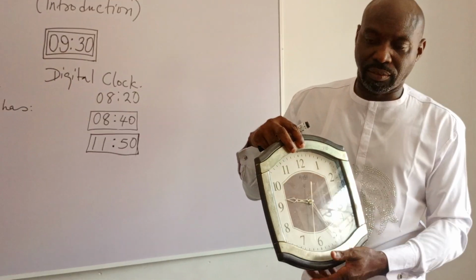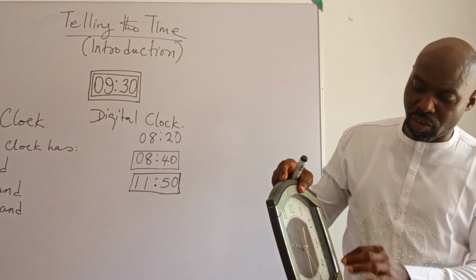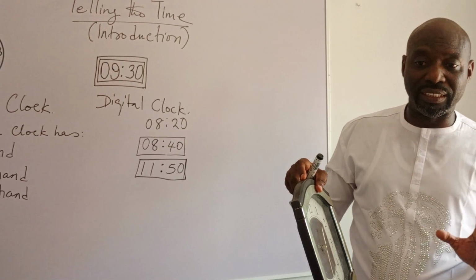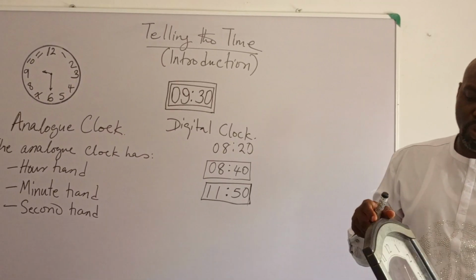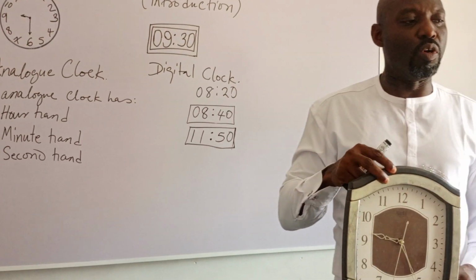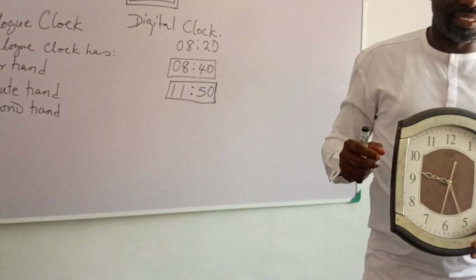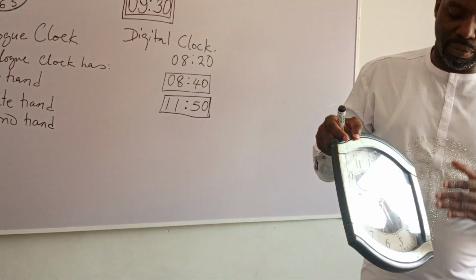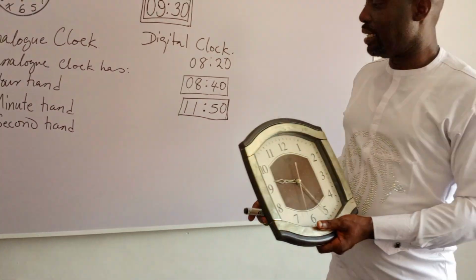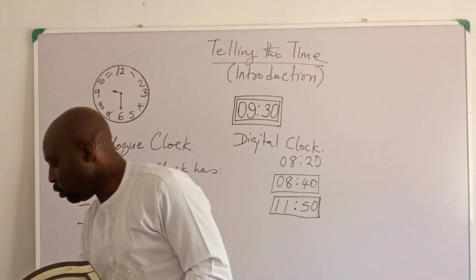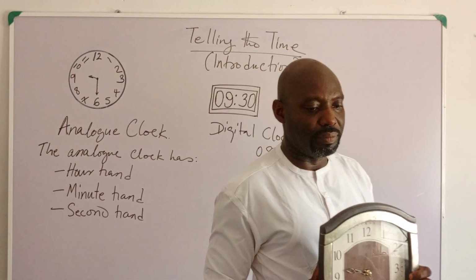Do you understand? Yes. So seconds remains the smallest unit of what? Time. So it's good when we are telling the time, we know where it started. Anything starts from the second what? Hand. So let's start.